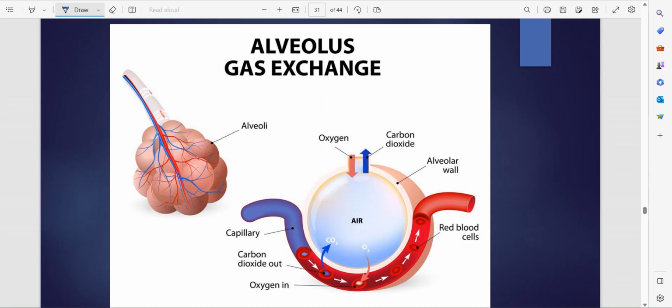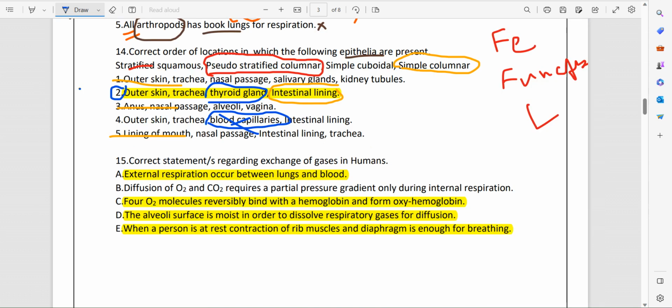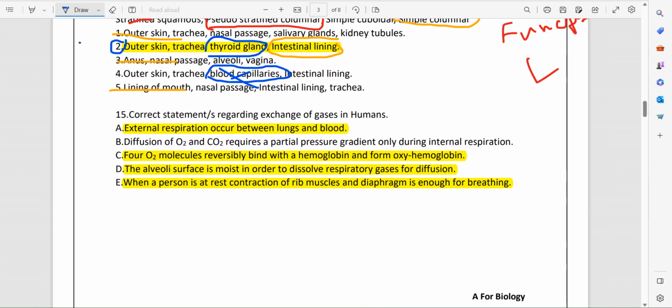The last question, correct statement regarding gaseous exchange in humans. There are two types of respiration in our body, internal and external. External respiration occurs between blood and lungs, and internal occurs between blood and tissues. So that's correct.